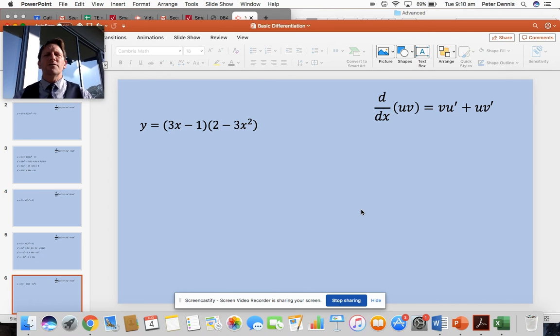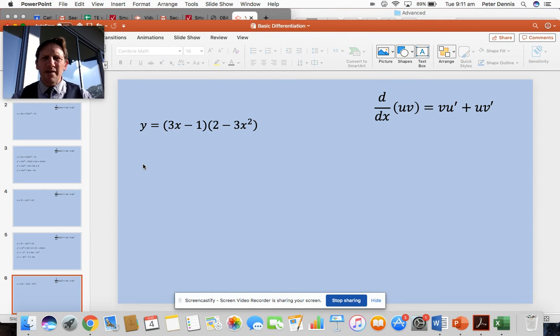Okay, let's just focus on the product rule with these next two questions. This is a product rule. It's one function of x here, 3x minus 1 times another function of x. And so the product rule, this is written in algebraic terms, but what does it really mean? It just means the second times the derivative of the first plus the first times the derivative of the second.